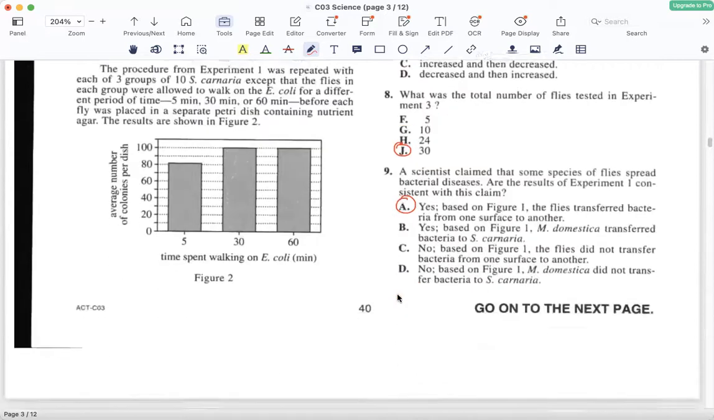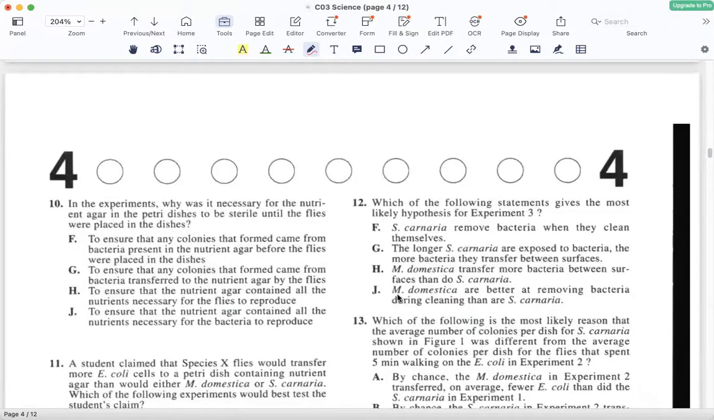So A. In the experiments, why was it necessary for the nutrient agar to be sterile until the flies were placed in the dishes? To ensure that any colonies that formed came from bacteria present in the agar? No. To ensure that any colonies formed came from bacteria transferred to the nutrient agar by the flies? Yeah.